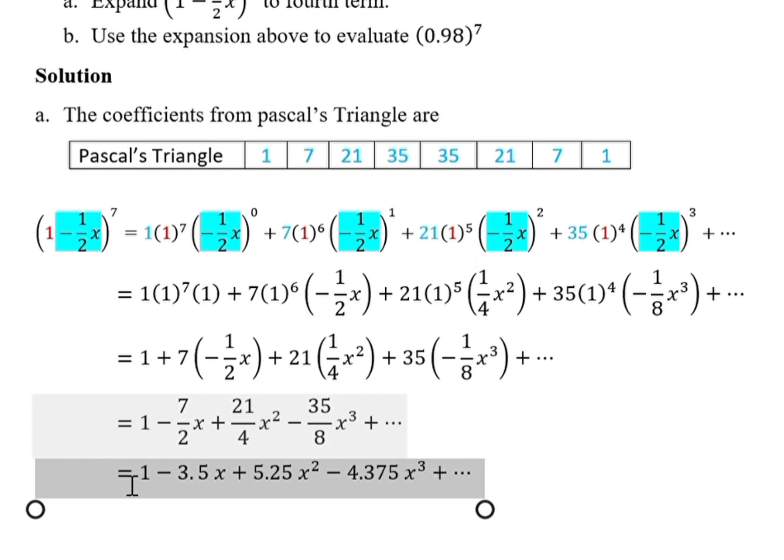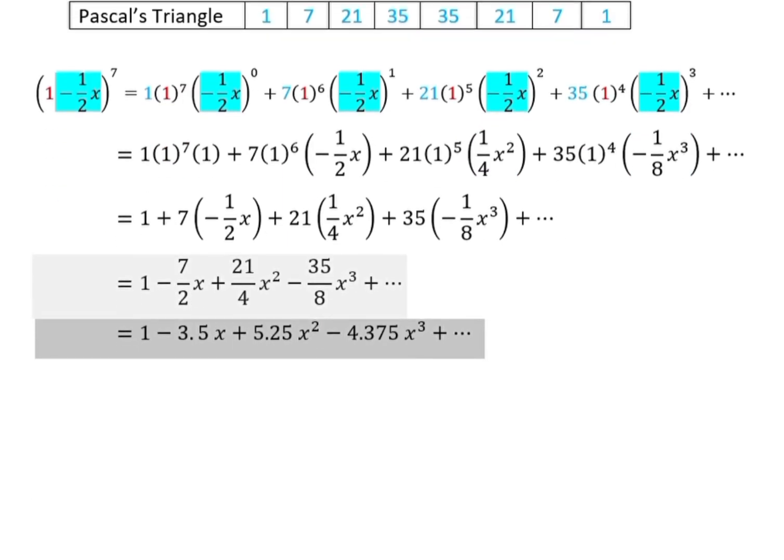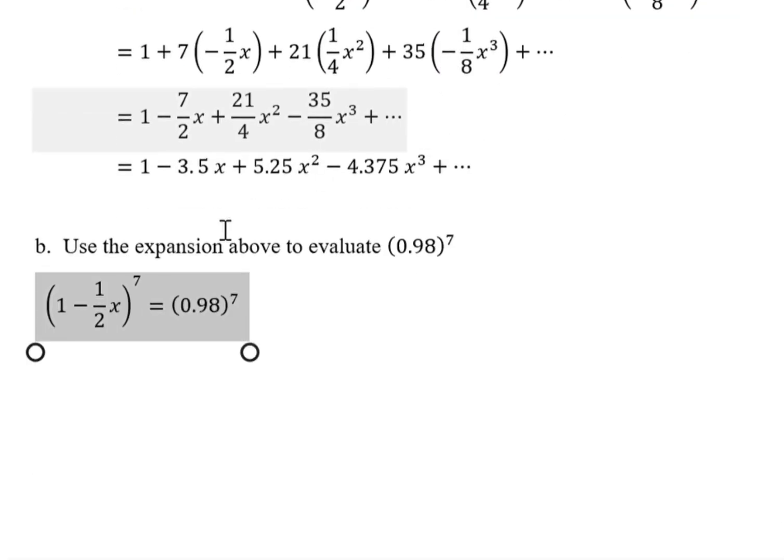Now we are using this one to expand or to evaluate 0.98 raised to the power 7. So in this case, if we are using the expansion of this to solve this, it means they are equal. That's why down here I'm writing that 1 minus half x raised to the power 7 is equal to 0.98 raised to the power 7.